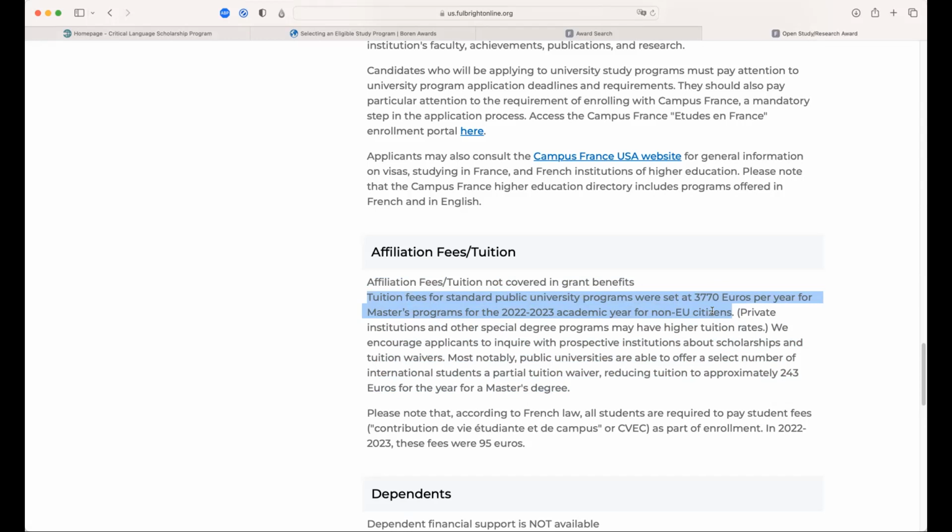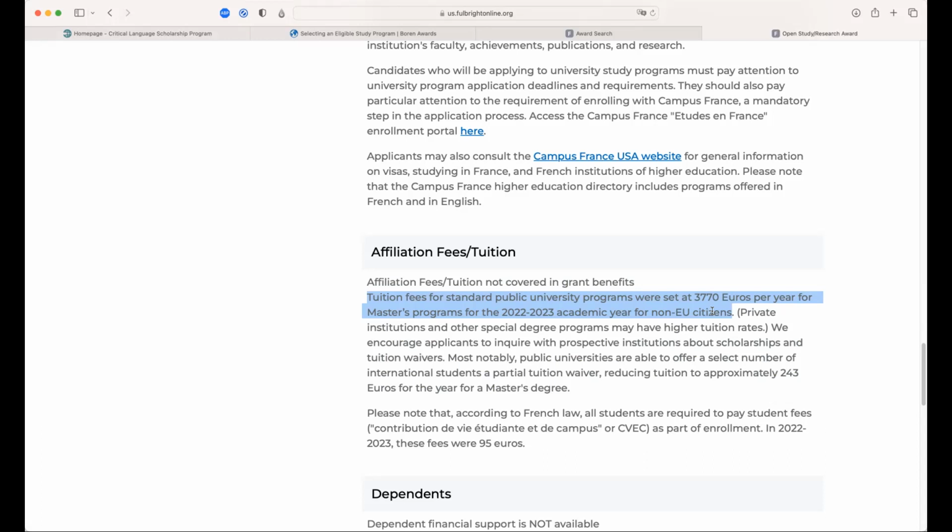But the convention is in these programs that if you are attending through that program, that the host institution will waive all or most of your fees. So, for example, I had a roommate who came to study at Boston University to study violin performance, and she came through the Fulbright program.